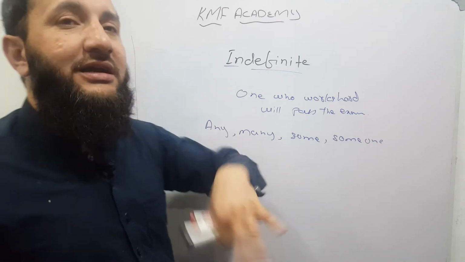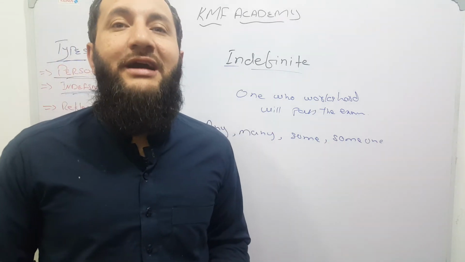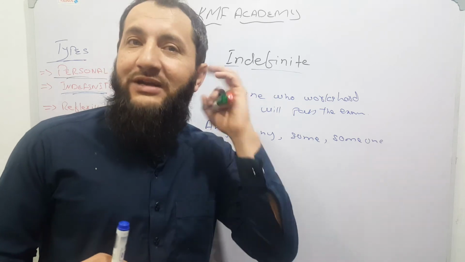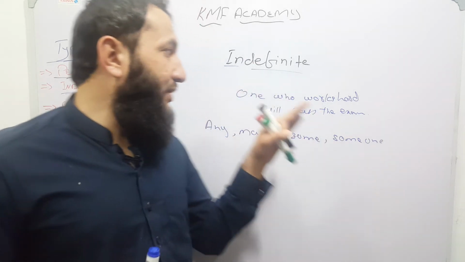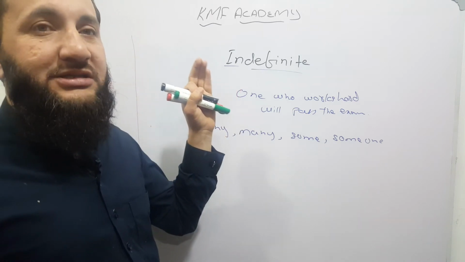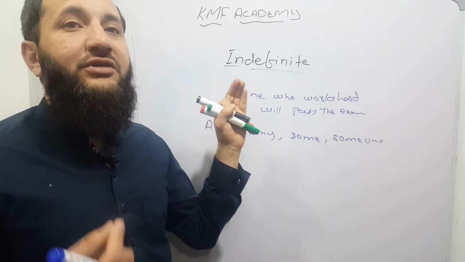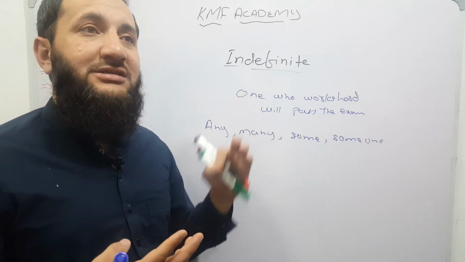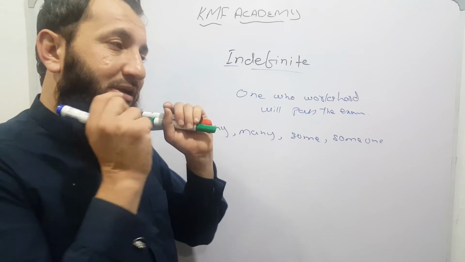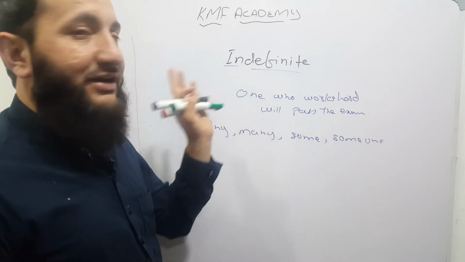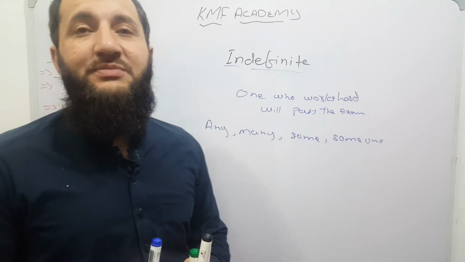Somebody has entered the room. I don't know who that guy is, but someone has entered. This is what I have witnessed, this is what I have heard. Clear? So when the person we're talking about is not particularized, not specified, is unknown, or is not particularized for some specific task, there we use indefinite pronouns. Hopefully this makes sense.